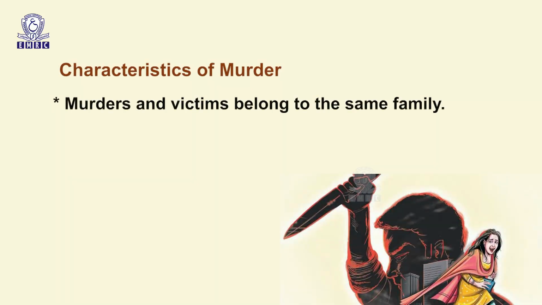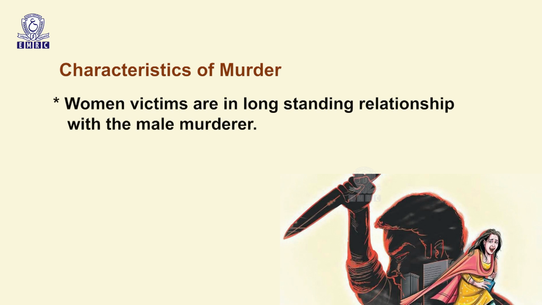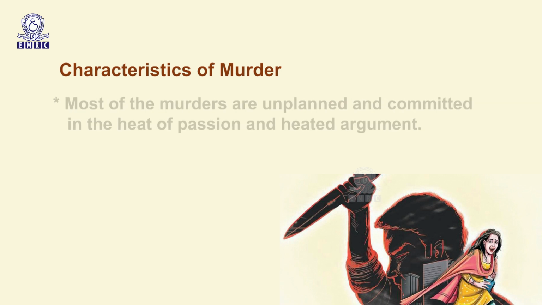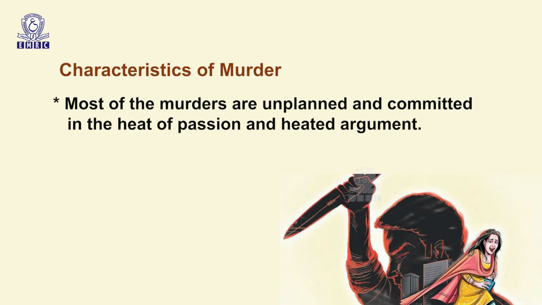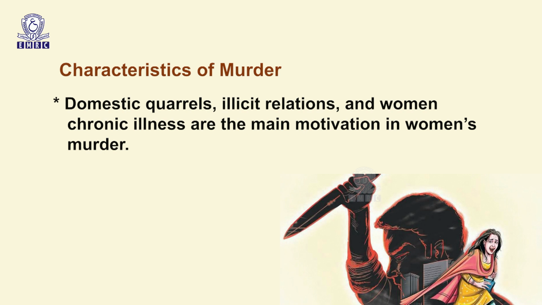Murderers and victims belong to the same family. Murderers belong to the age group of 25 to 40 years. Women victims are in a long-standing relationship with the male murderer. The murderer belongs to low-status occupation and low-income groups. Most of the murders are unplanned and committed in the heat of passion and heated argument. Murder is committed without anybody's help. Domestic quarrels, illicit relations, and women's chronic illness are the main motivations in women's murder.